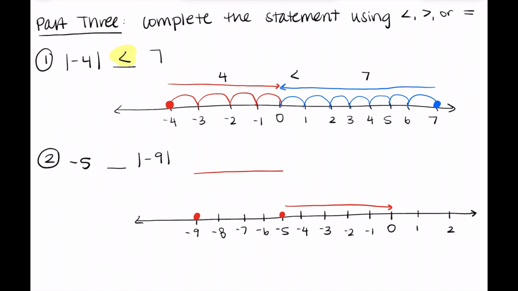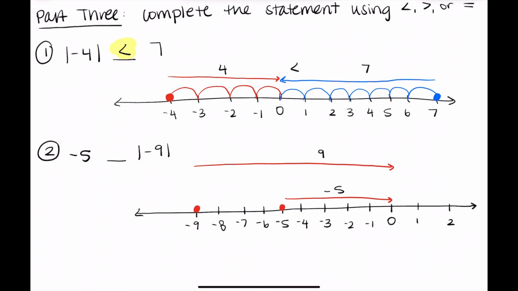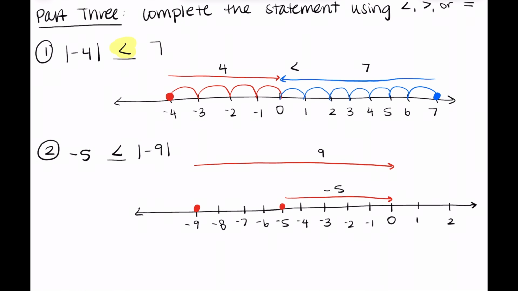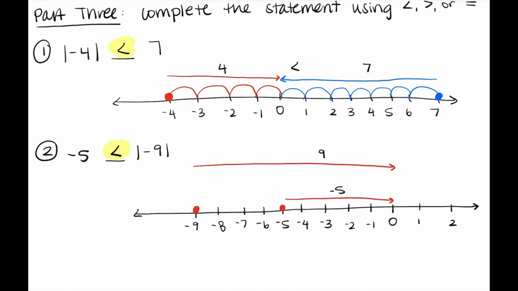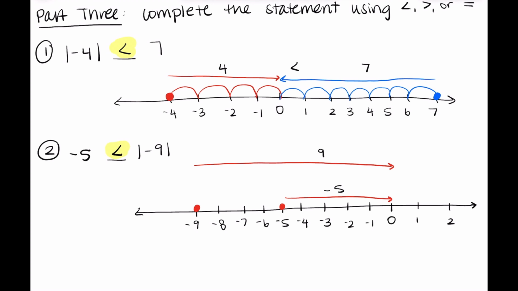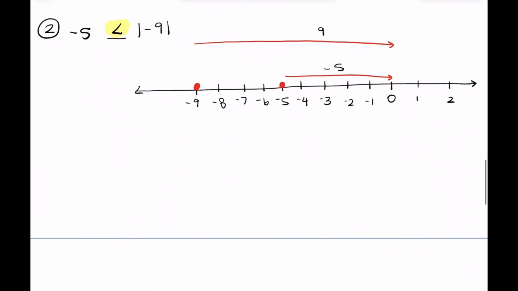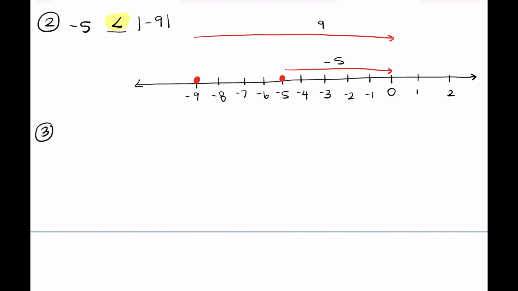But negative 9, since we have the absolute value bars, we know that negative 9 is 9 units away. So if we're comparing negative 5 and 9, we know that 9 is greater. So how we'd fill in our question, we know that negative 5 would be less than the absolute value of negative 9 for number 2. Now we'll move on to our third example for part 3. This will be our last practice question of today.